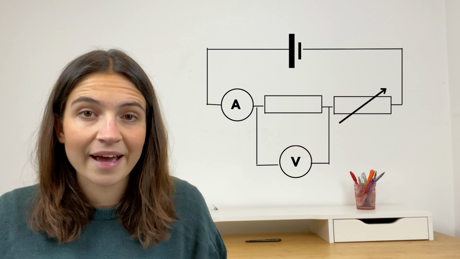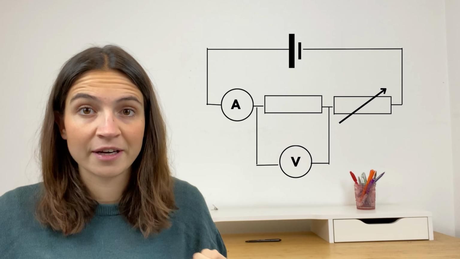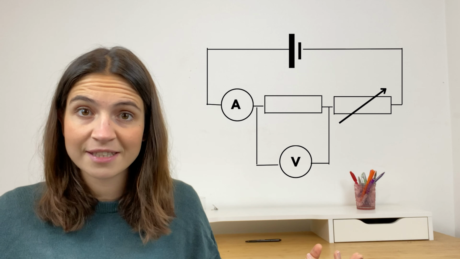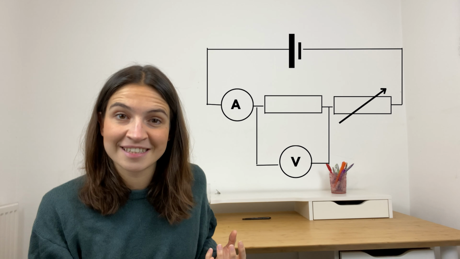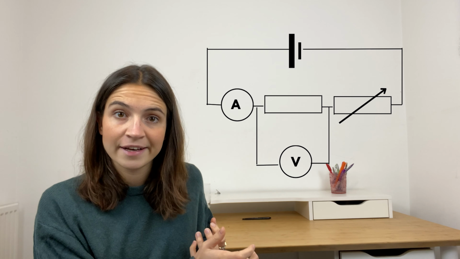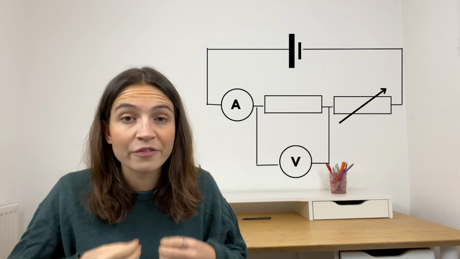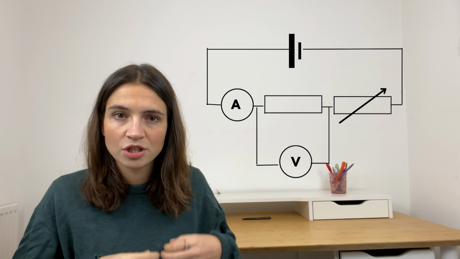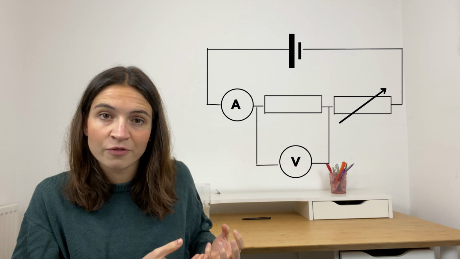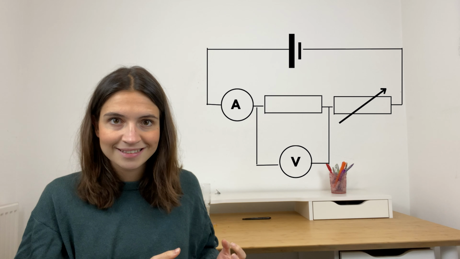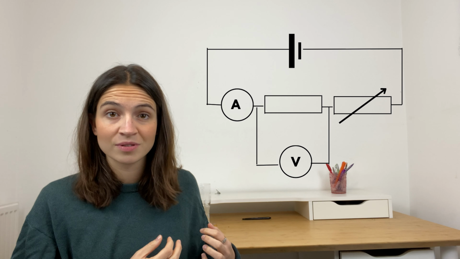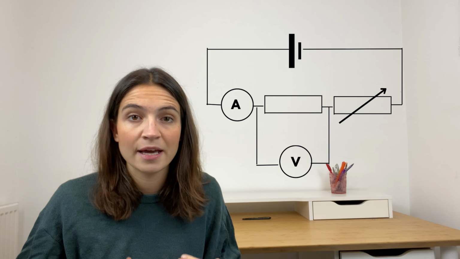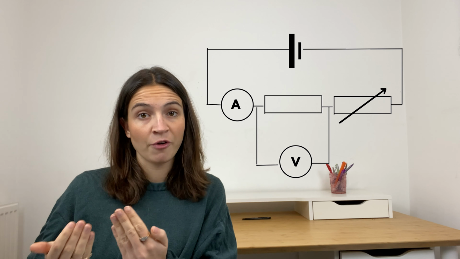So in this circuit, I am interested in finding the IV curve of my resistor. Your variable resistor is there so that you can change the resistance of your circuit. If you change the resistance of your circuit, then you will change the voltage that is over your resistor and the current that is through your circuit. That will allow you to take multiple readings of voltage and current.